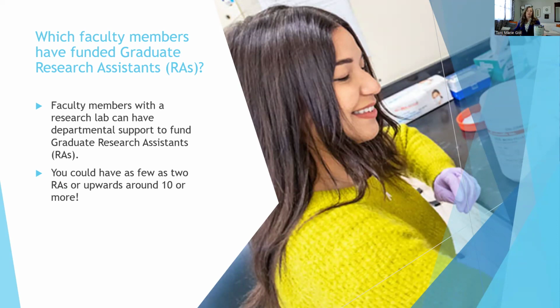You might also write grants and have research assistants and their funding written into that grant. So you could have as few as two research assistants or upwards around 10 or more. So that would be another large team to manage if you had 10 or more research assistants that are graduate students.